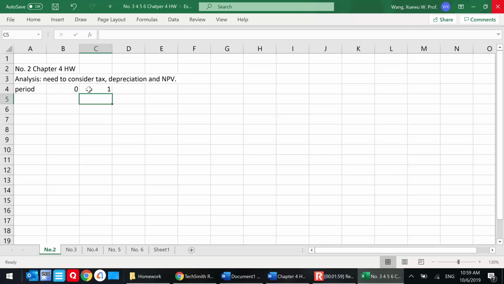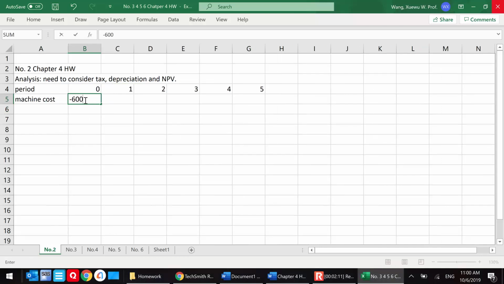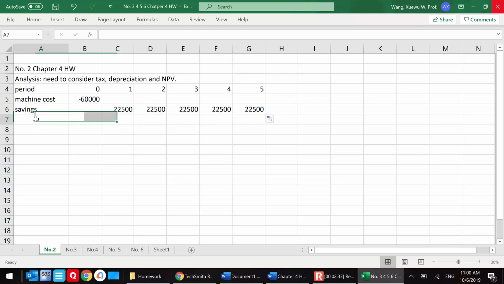I'm going to look at a 5-year horizon here, and first of all, the machine cost. The machine cost is 60,000, so I'm just going to put down negative 60,000. And let's look at the savings per year. The question is saying the machine is going to save, maybe you can put the worker to some other use. So it's going to save 22,500 every year. It's the same savings, so let me just copy this across.